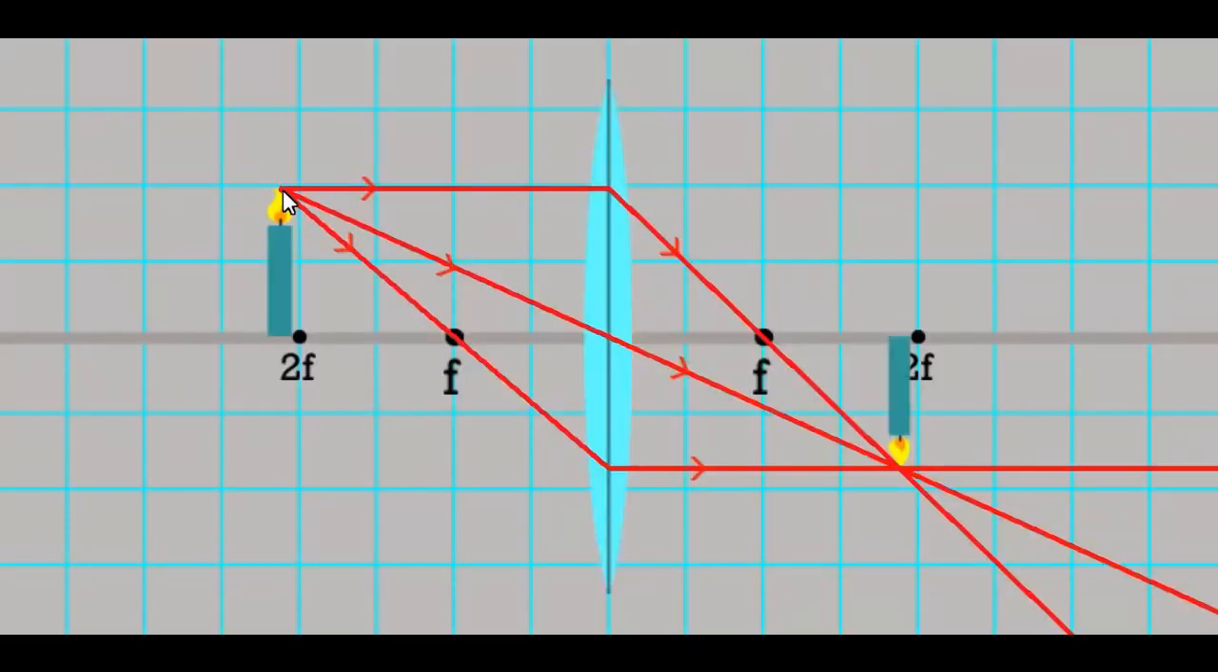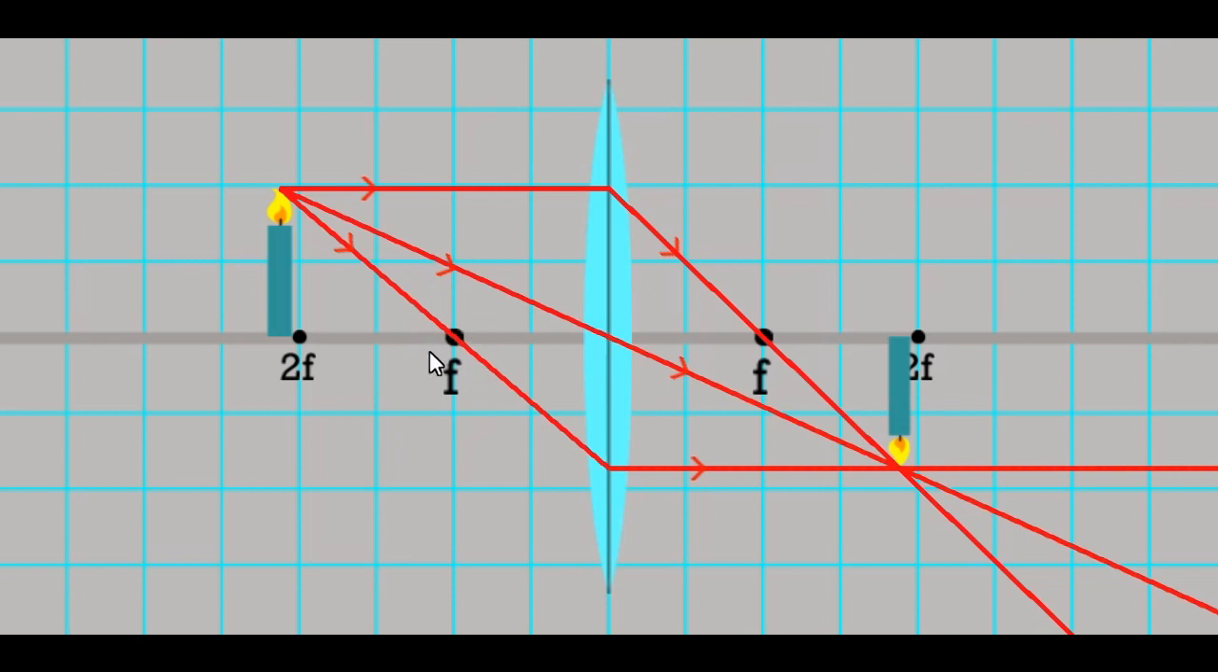Now let's discuss the formation of images when objects are placed in front of a convex lens, and let's study the nature of images formed. As you can see, this F represents the focal length of this lens. The given lens is a biconvex lens, a double convex lens, which means it will have two focal lengths, two radii of curvature and two centers of curvature. The given convex lens is an equiconvex lens, which means both sides will have the same focal length.